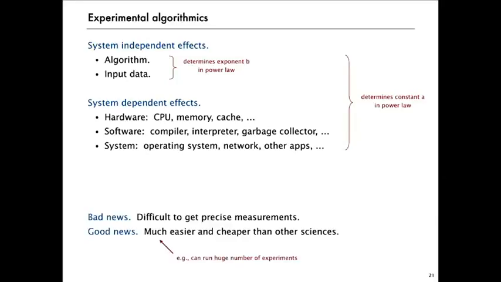In modern systems, there's so much going on in the hardware and software that it's sometimes difficult to get really precise measurements. But on the other hand, we don't have to sacrifice animals or fly to another planet the way they do in other sciences. We can just run a huge number of experiments and usually take care of understanding these kinds of effects.